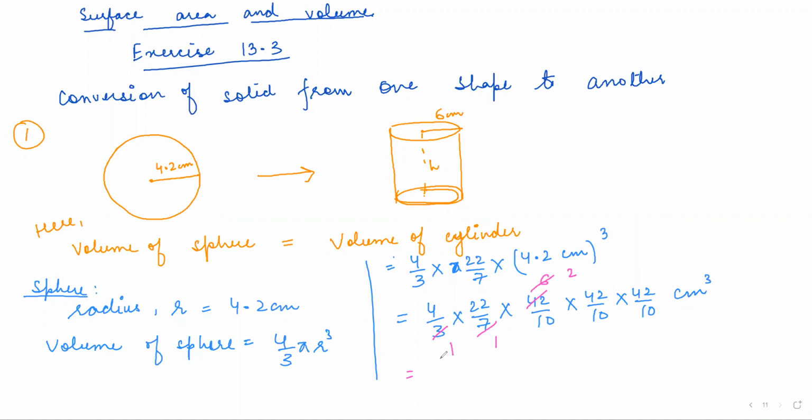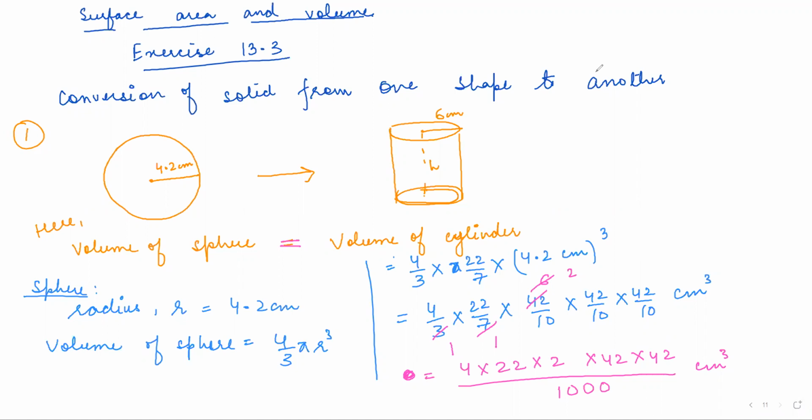And you can multiply at this stage, or you can leave it, because ultimately we have to equate it with something, right? So might be something get cancelled out. Getting it? So let's leave it like this. So finally I have 4 into 22 into 2, then into 42 into 42, and then divided by 1, 2, 3 zeros centimeter cube. Is that okay? So leave it like this.